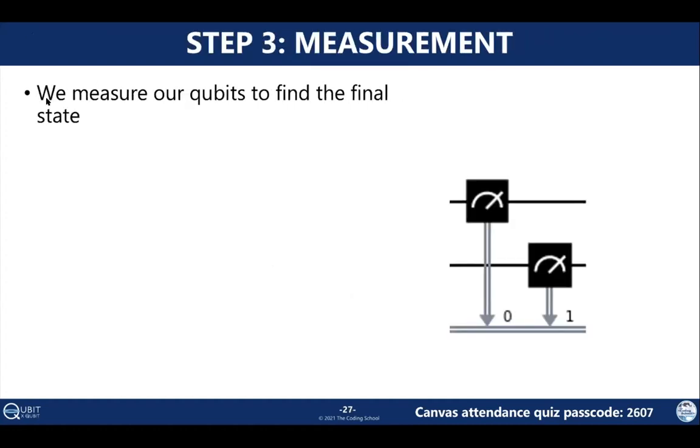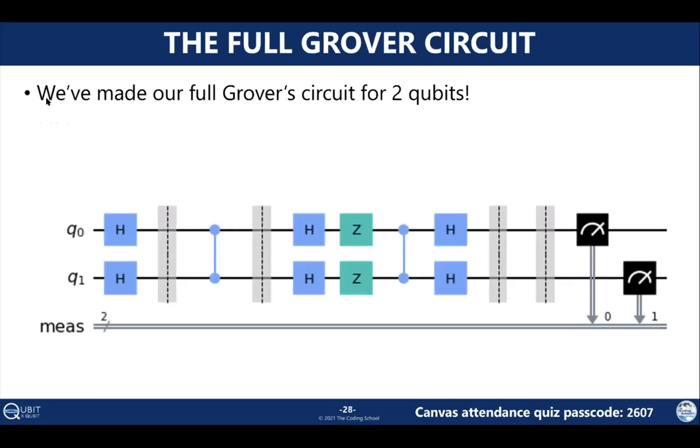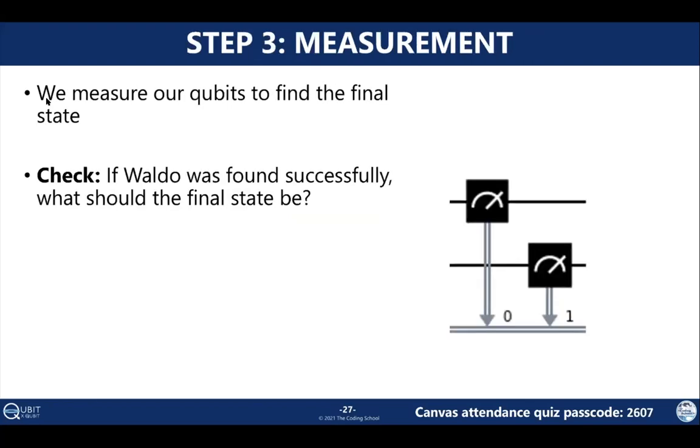So after we've done this diffusion operator, we've demonstrated that we get the right answer. We've shown that we can deconstruct this unitary into a bunch of gates. Then we measure our qubits to find our final state. So if Waldo was found successfully, what should the final state be? Well, I guess I didn't write it down. Does anyone remember the state vector that we're looking for? It's our 2-qubit state.